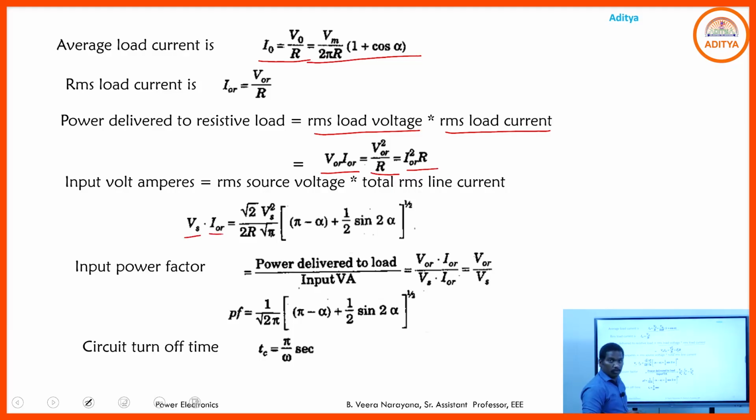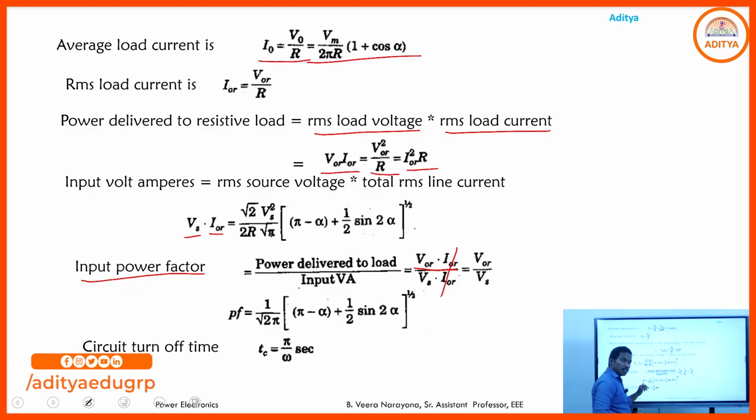These are very, very important formulas to solve problems in controlled converters. And input power factor, very important. Input power factor is given by power delivered to the load divided by the input volt ampere. Power delivered to the load is nothing but Vrms into IRMS, divided by input volt ampere, which is Vs into IRMS. By substituting these, we get Vrms divided by Vs. The final expression for the input power factor is 1 by root 2 pi into pi minus alpha plus sin 2 alpha by 2 whole power 1 by 2.